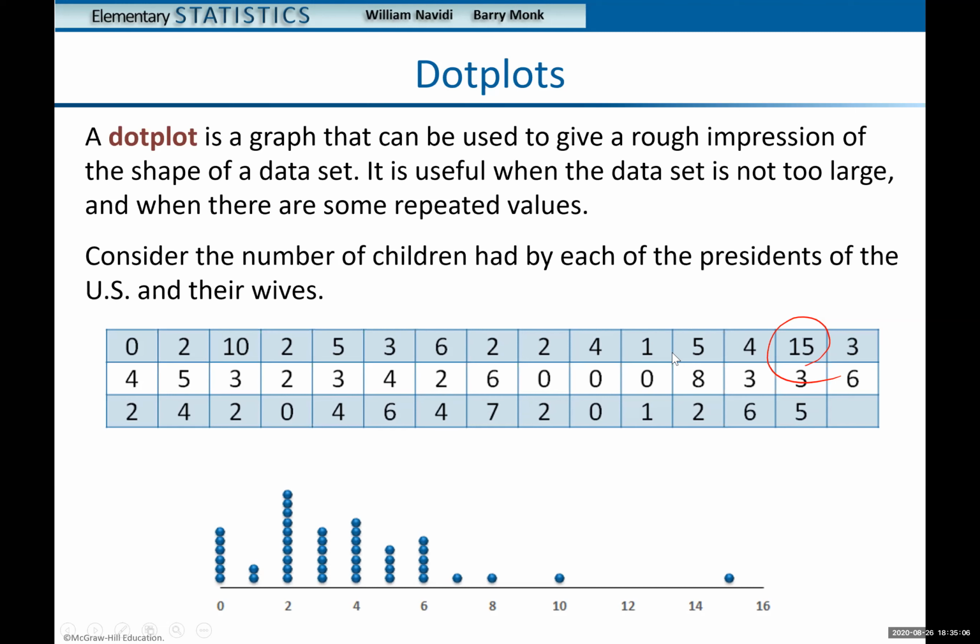All you have to do is, from 0 to 15, draw a horizontal line, just like this, and number it from 0 to 16. Or if you want, you can number it by even numbers: 0, 2, 4, 6, 8, 10, 12, 14, 16. Or it's just easy, 0 up to 15. Then just tally, use dots. So 0 is 1 dot here, 2 is a dot here, 10 a dot here, 2 another dot here on top of your first dot.